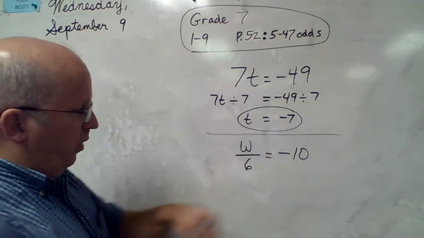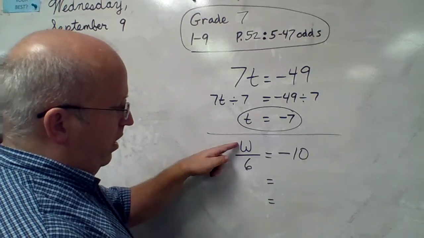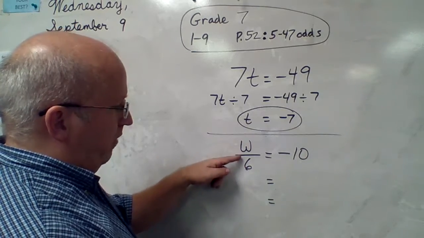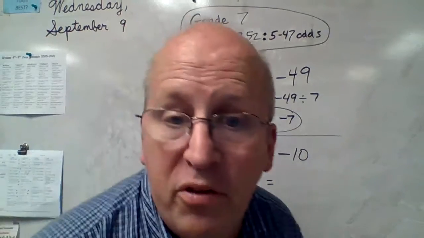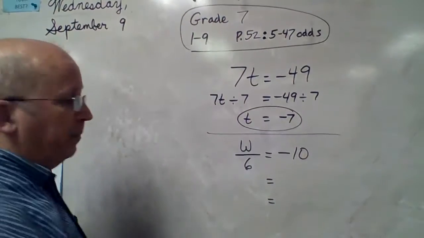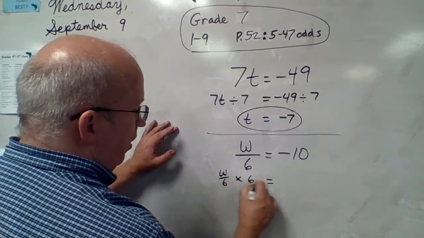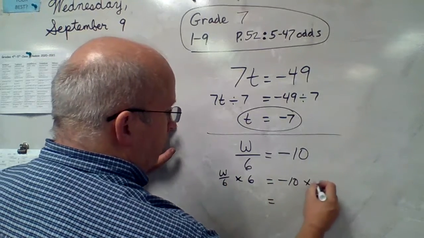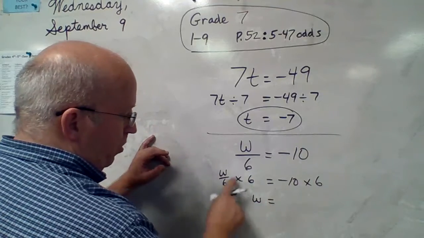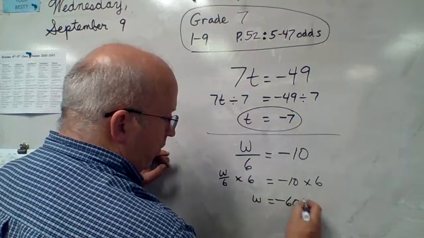The middle of the equation is the equal sign. Where's our variable? It's right here. What is it attached to? It's attached to a 6 by division. What's the opposite of dividing by 6? Multiplying by 6. So my second line looks like this. We're going to multiply both sides by 6, and we get a W, because these two cancel each other out, equaling negative 60.